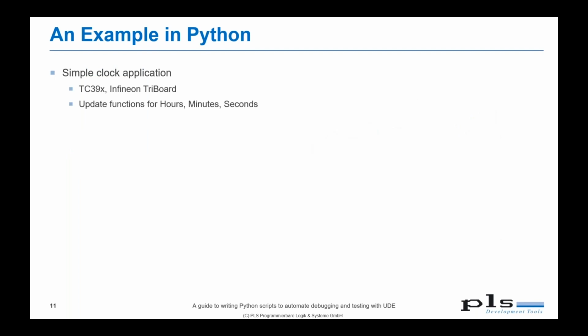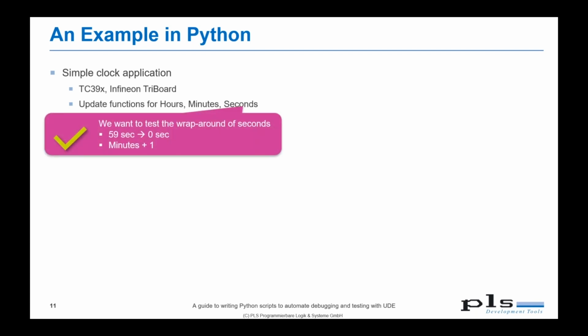What we want to do is write a test application or a test script that is testing a simple application. The application to be tested is running on an Infineon Aurix, and it implements a simple clock. So the hours, minutes, and seconds are simply counted up. We want to test one specific function, and this specific function is the wraparound when a minute is up. So we expect that the seconds are reset to 0 and the minutes are incremented by 1.